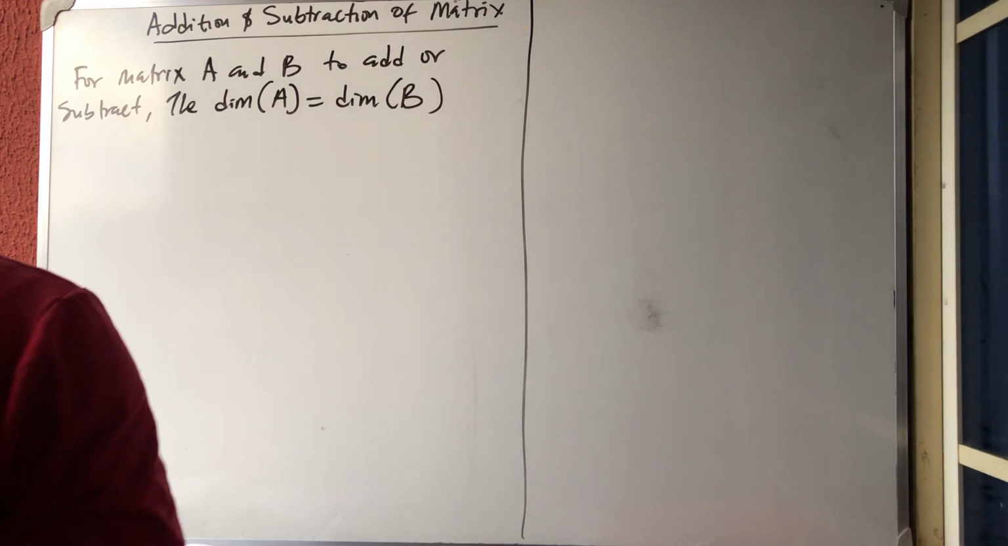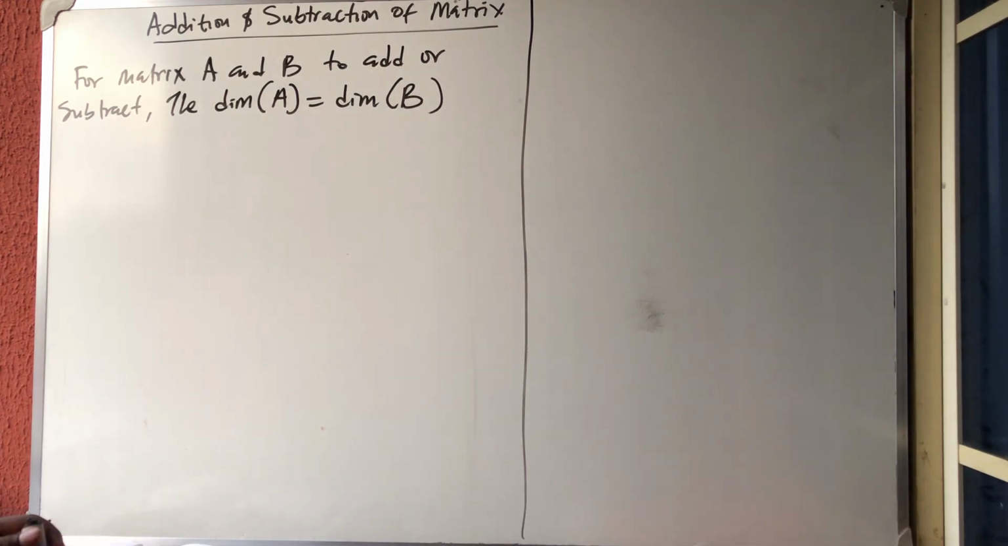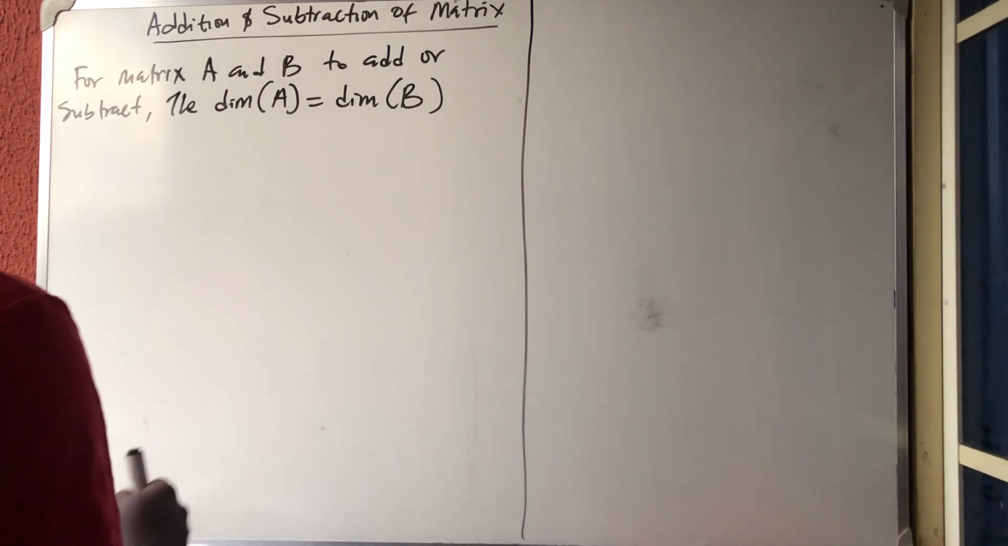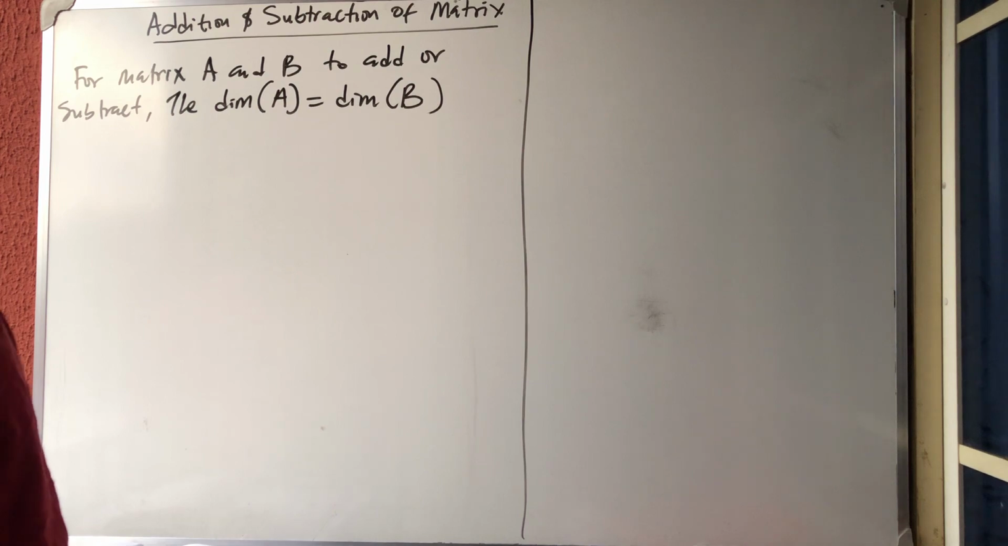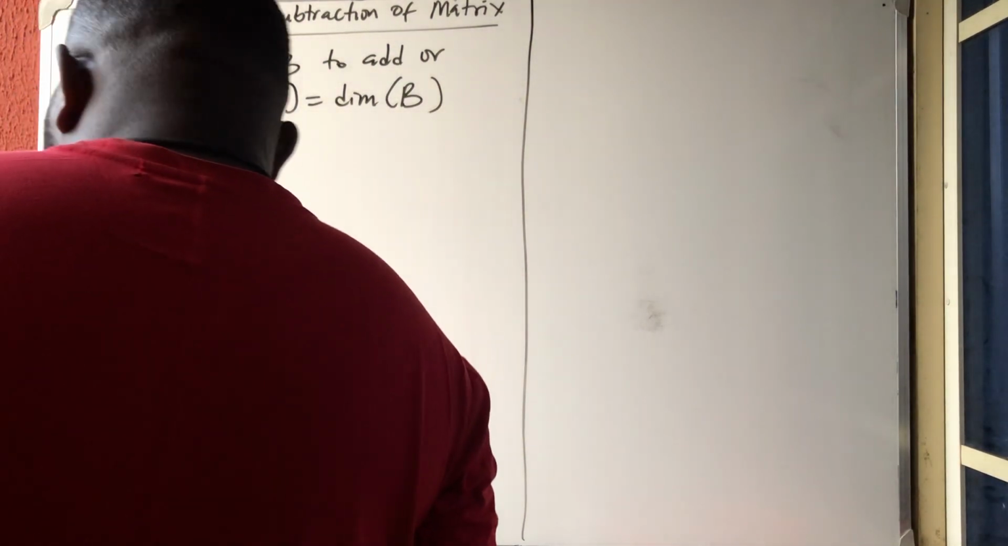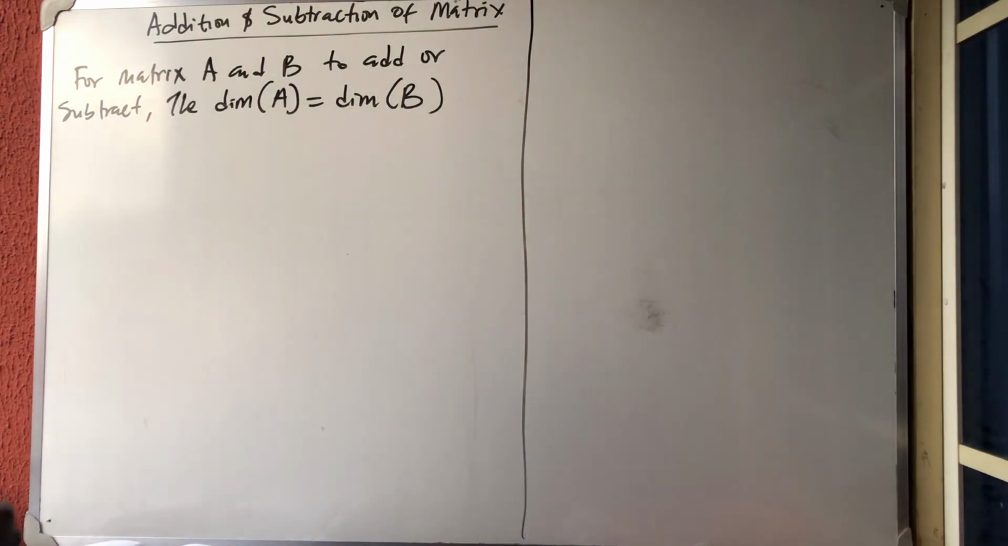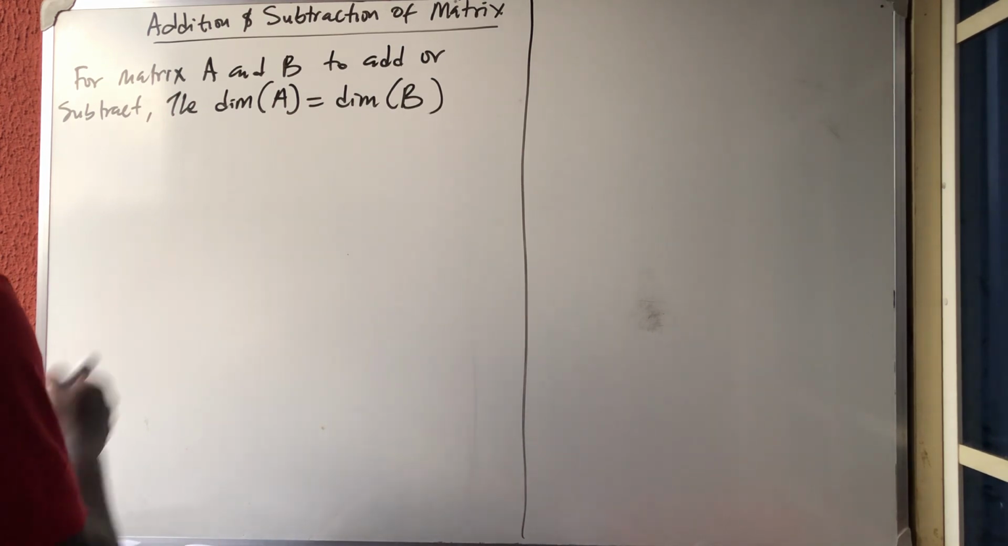Now, what do we mean by dimension? Dimension means that if, for example, A is a 4 by 3 matrix, B is supposed to be a 4 by 3 matrix before they can add. The number of rows and columns of A must be equal to the number of rows and columns of B before they can add or subtract. Okay, so let's take some examples to illustrate what we are saying.